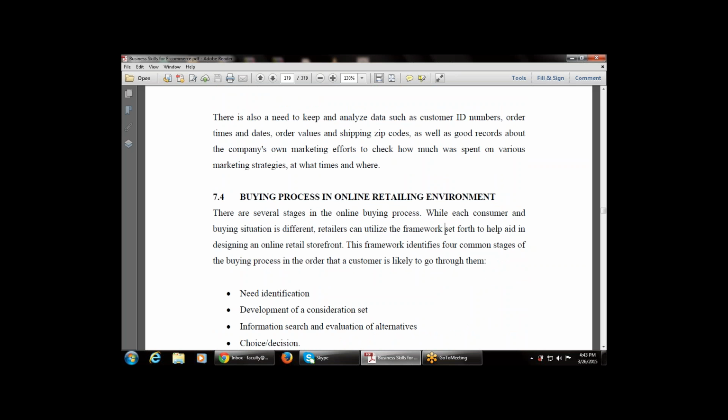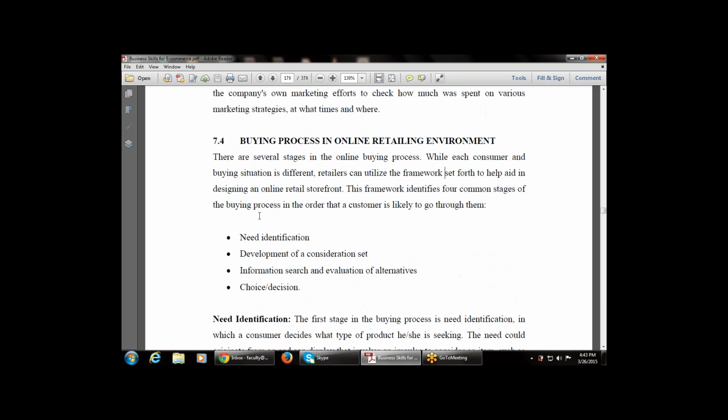Then the buying process in online retail management, that is, what is the process for buying goods and services in online retail purchasing. That is how to buy the products. So this is the new topic, let's start. There are several stages in the online buying process, that is, how to buy products online. There are various stages available in online buying.